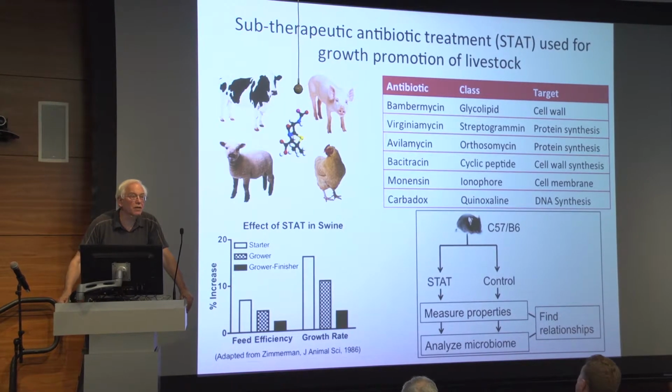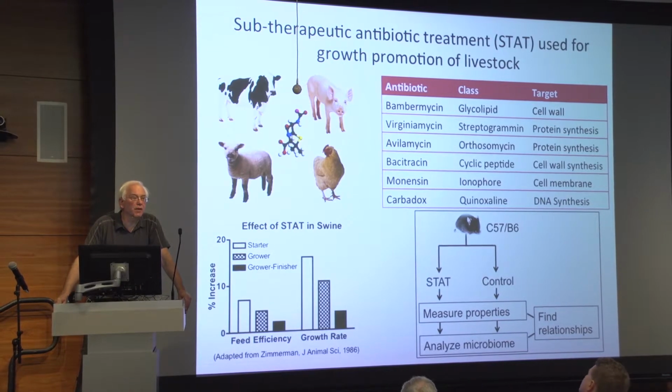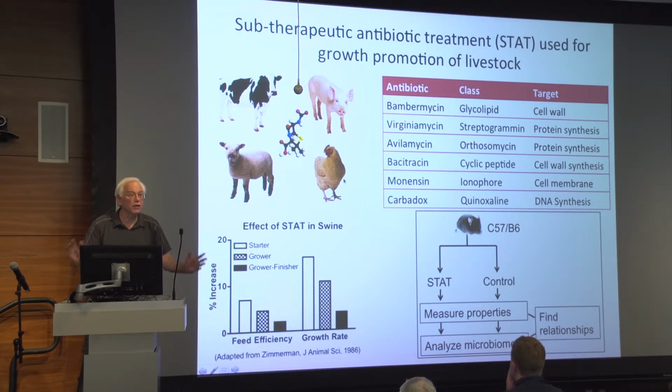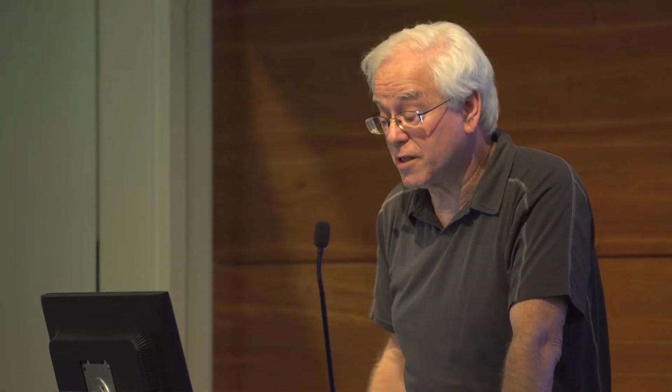Well, in fact, farmers have been conducting an experiment for the last 70 years. They learned that if they give low doses of antibiotics to their livestock, it promotes their growth. This growth promotion uses subtherapeutic antibiotic concentrations, something that we abbreviate as STAT. The farmers have found that it works from chickens to cows. That is a wide swath of vertebrate evolution. And the reason they use it so much is because it works.